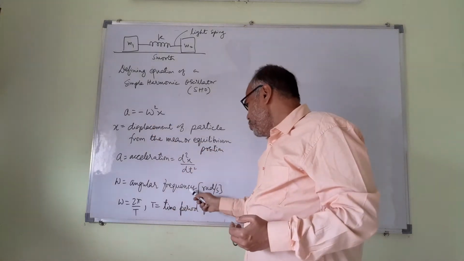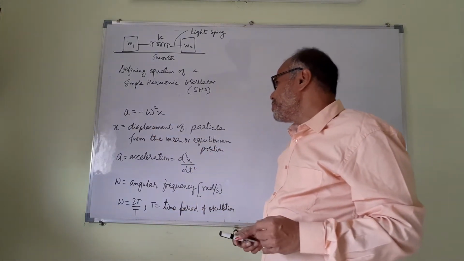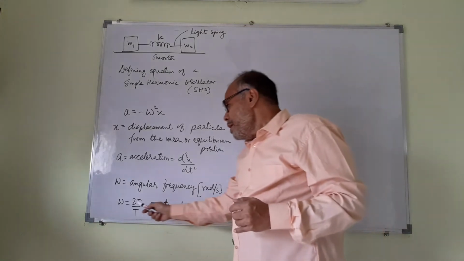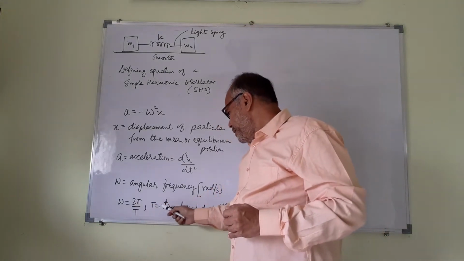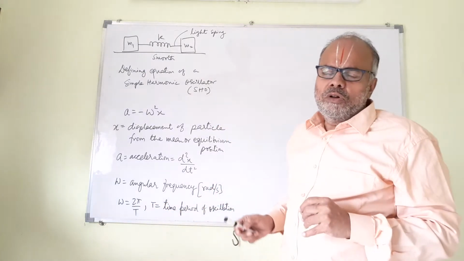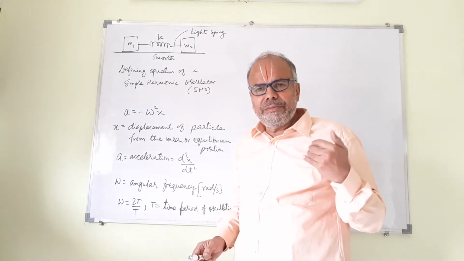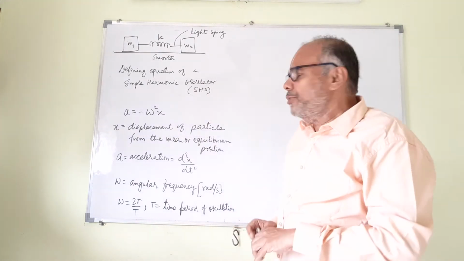Omega is the angular frequency in radians per second. And omega is 2 pi by T. T is the time period of the oscillation, that is the time taken for one oscillation.